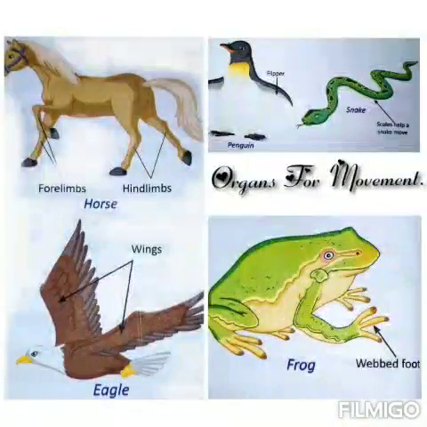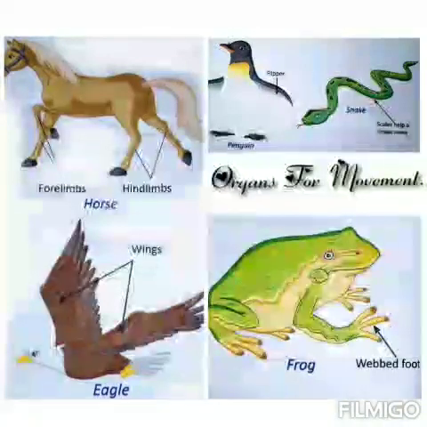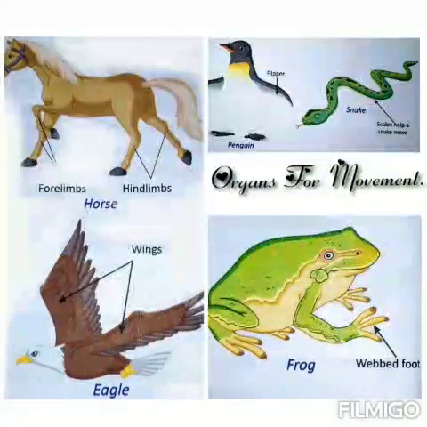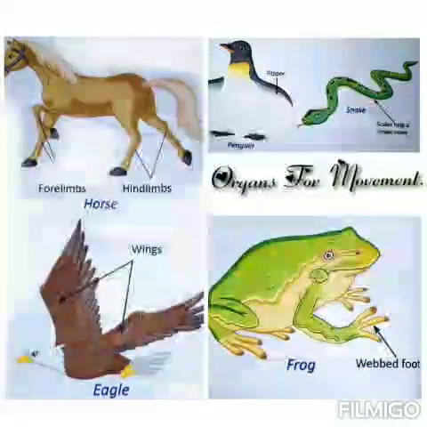Next one, organs for movement. What is movement? Why do animals or human beings move from one place to another? Animals move from one place to another for food, water and shelter. They also need to escape from enemies. Different animals have different organs for movement.